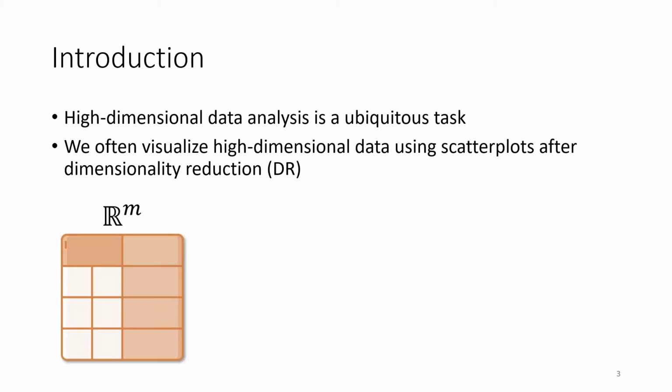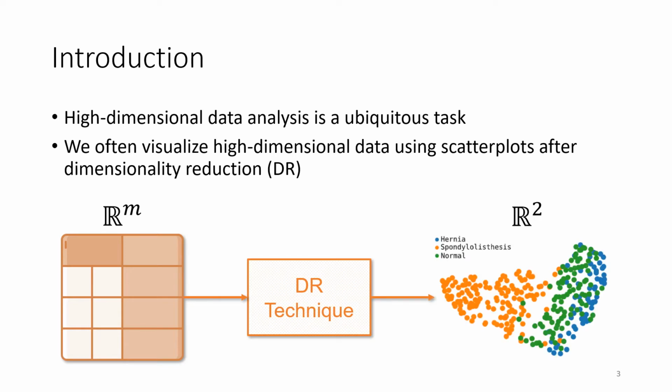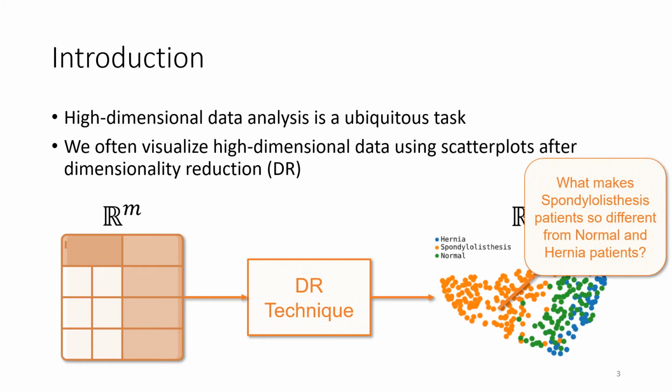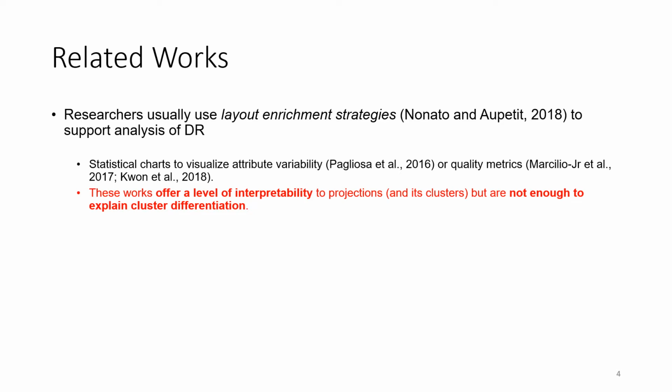For example, if I have high-dimensional data, I can use a DR technique to project it into R2. Using this projection, I can formalize a few questions, like what makes spondylolysis patients so different from normal and hernia patients? To answer these questions, we can use statistical charts to visualize attribute variability and quality metrics that offer a level of interpretability but are not enough to explain cluster differentiation.